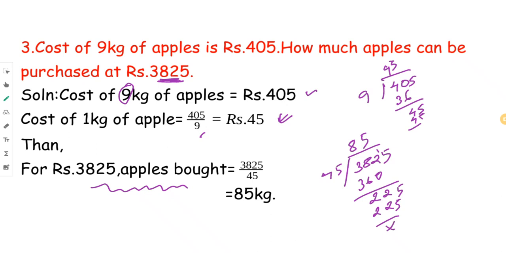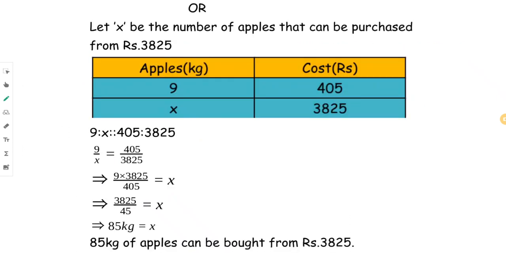All right, so you can see that for rupees 3,825, we can buy 85 kg of apples. So the next is the other method again. Like I said, do whichever you want. Clear? So here we don't know the number of kgs of apples that can be purchased from rupees 3,825, right?